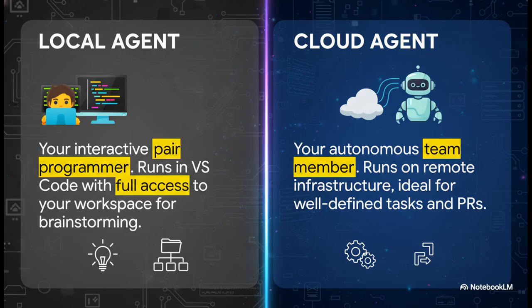Think of it like this. The local agent is your interactive pair programmer. It's running right there inside VS Code. It sees your entire workspace, and it's perfect for when you need to brainstorm in real time or dig deep into a tricky bug. The cloud agent, on the other hand, is more like an autonomous member of your team. It runs somewhere else on remote infrastructure, so you can give it a clear task, like, say, creating a pull request, and it'll just go do it in the background while you get back to work.